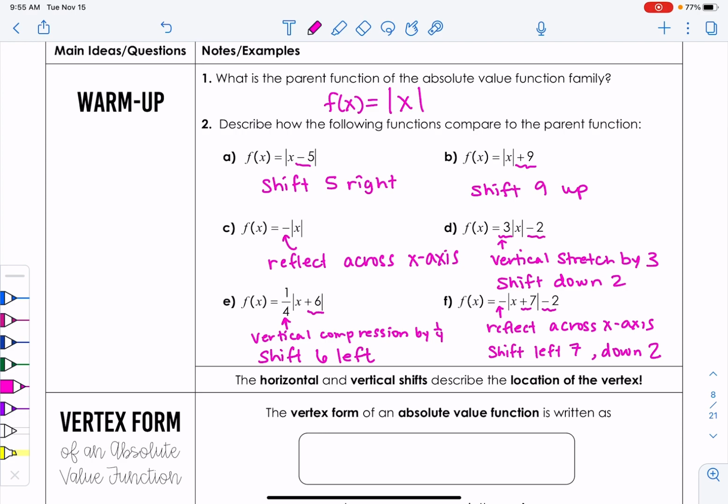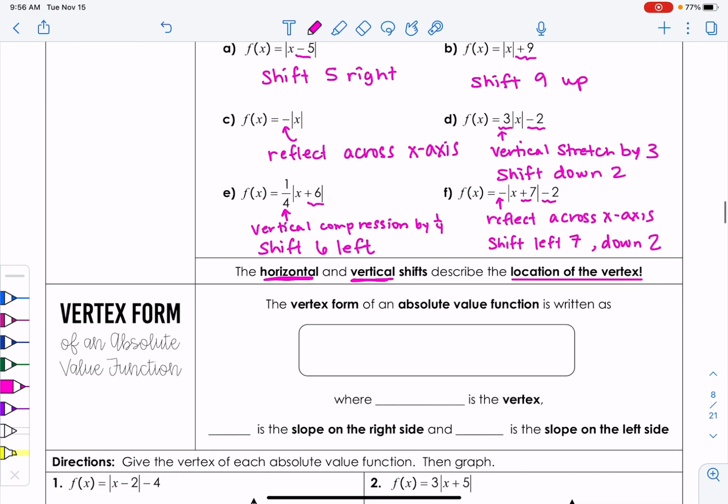Right? The next part, it talks about horizontal and vertical shifts. Describe the location of the vertex. So we're going to look for those horizontal, how things changed left and right, and then vertical shifts, how things change up and down. And that's going to tell us what the location of our vertex is. So we're not going to take the inside of the absolute value and set it equal to 0 to find the vertex. Now we're going to be able to just look at the function and find exactly where the vertex is. So we are doing what's called the vertex form of an absolute value function.